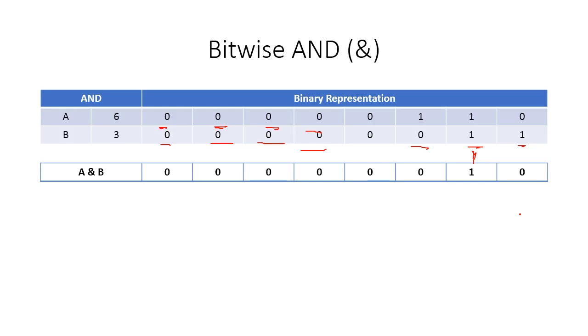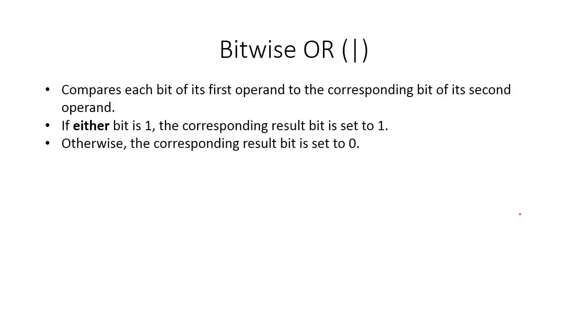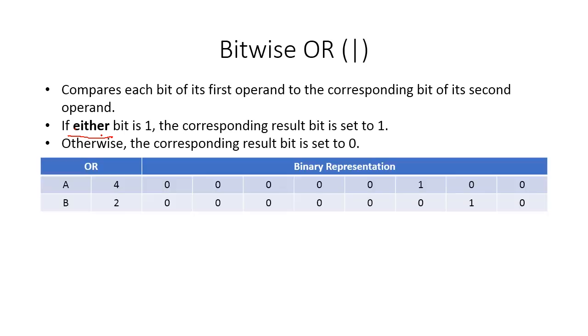Fine. Now let's move into the OR operator. Again, here it compares each bit of its first operand to the corresponding bit of its second operand, and you can observe, if either bit is 1, meaning if the bit is 1 in either the first operand or the second operand, the resultant bit is 1. Otherwise, the corresponding result bit is 0. When is it 0? When both are 0. If both are 1, it is 1. If either one of them is 1, it is 1, right?